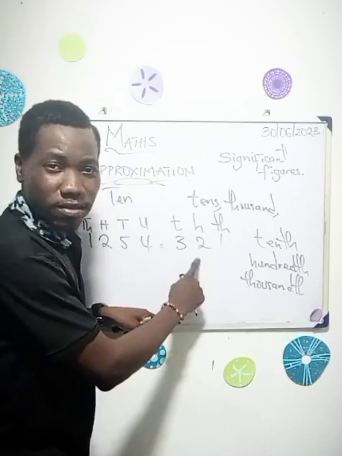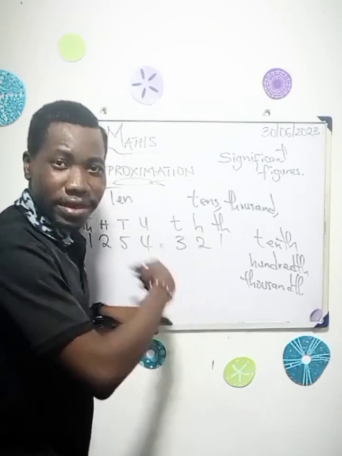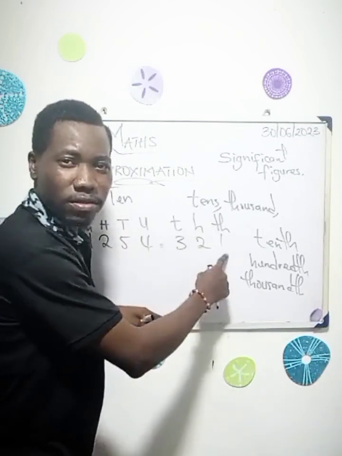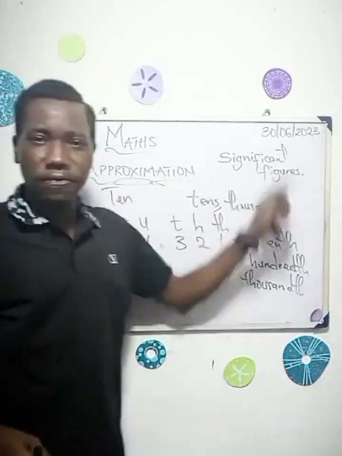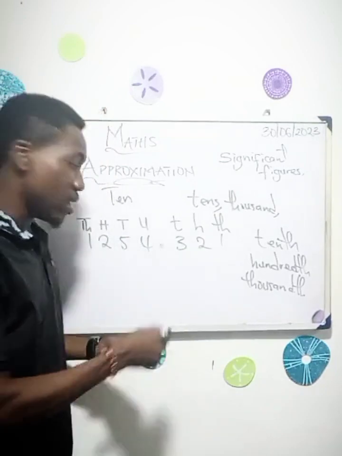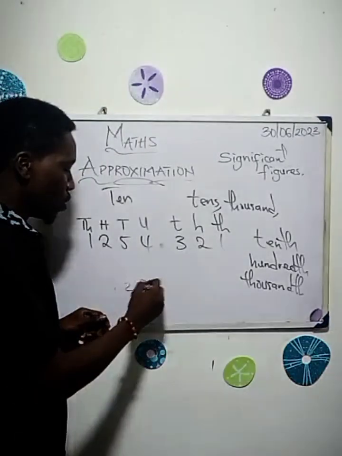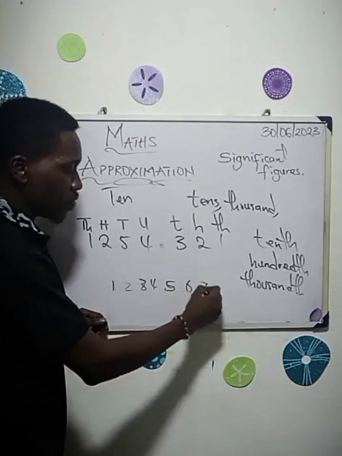Two decimal places means two numbers after the decimal point, two places after the decimal point. Three decimal places means three places after the decimal point, all right? But now, significant figures. What exactly are significant figures? Significant figures are the numbers 1, 2, 3, 4, 5, 6, 7, 8, 9.